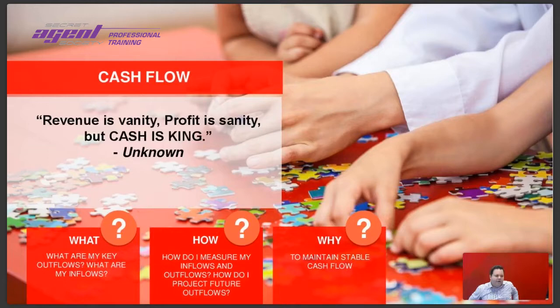Hopefully, as a result of this, you'll understand what your key outflows are and also what your inflows are and when they fall. How do I measure my inflows and outflows? How do I project future outflows? And why? Well, the end goal is to maintain a stable cash flow.